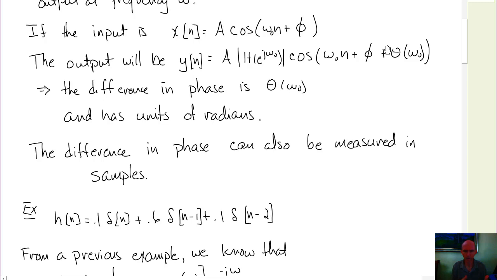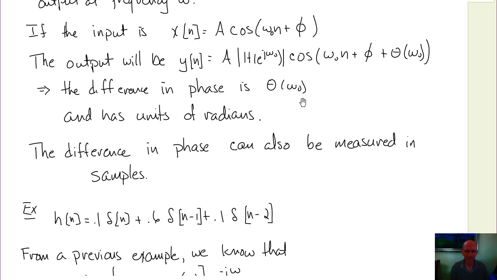Well, actually, it means that the input cosine and the output cosine, in this case, are going to be shifted relative to one another. One is going to be ahead. And that's what the phase is going to tell us. It tells us what that offset is, or what the difference is in radians.